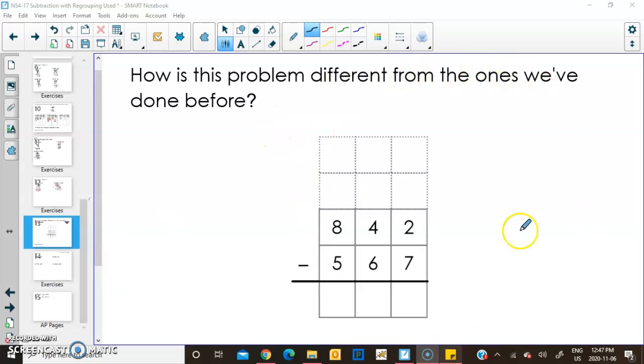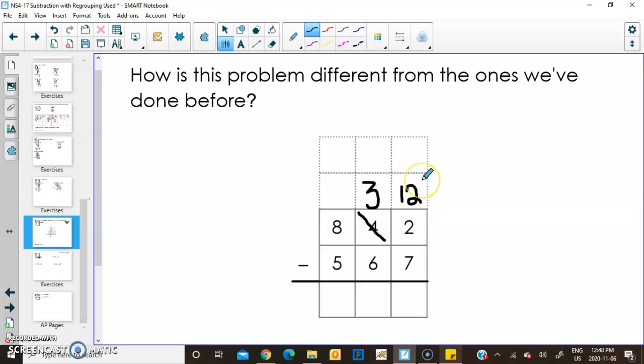Okay, so what is different from this question from the ones that we've done before? Well, we know that the 2 needs to be regrouped and the 4 needs to be regrouped. Okay, so let's start by regrouping the 2. So we're going to take 1 ten and regroup it as 10 ones. So the 4 turns into a 3 because 4 minus 1. And we're adding 10 to the 2. So 10 ones plus 2 ones equals 12.